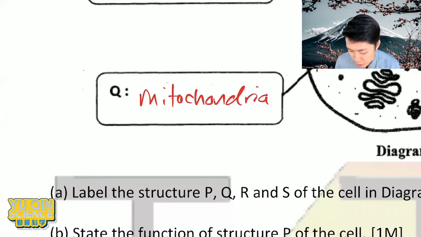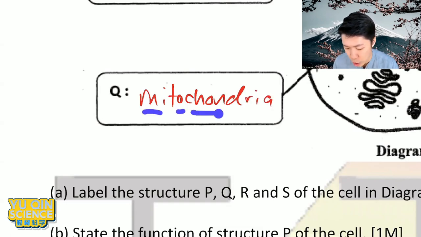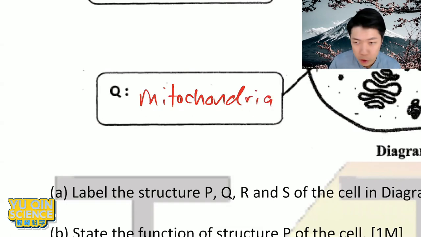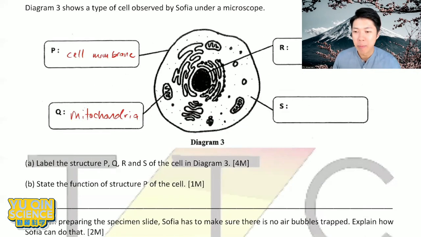If you're afraid that you'll spell it wrongly, I used to tell myself the spelling as mito-chondria. Chondria, mitochondria. At least I don't spell it wrong, okay? But the pronunciation is mitochondria. All right, next one.